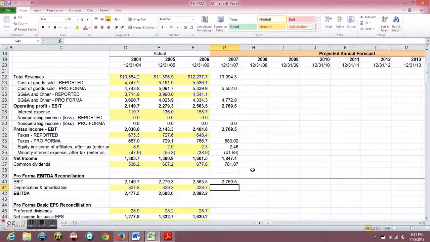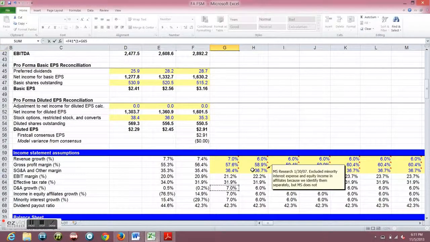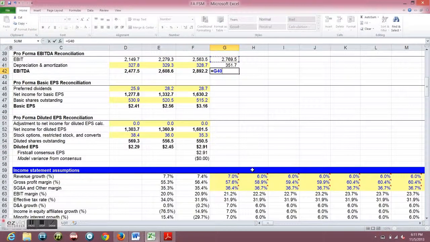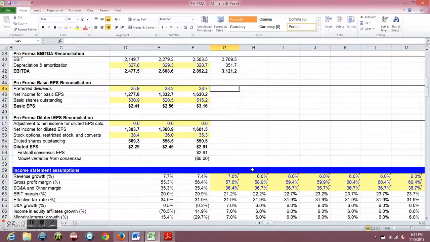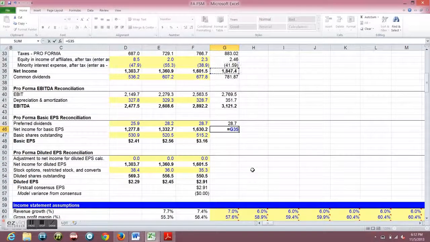Our depreciation and amortization, like we said, is going to grow with our revenues, so we're going to do 1 plus our growth with our revenue, which is right here, 7%. Close it. Our EBITDA is going to be our EBIT plus add back our depreciation and amortization. Our preferred dividends, we're just going to straight line it from our previous dividend just because we don't have information on that. And we're going to essentially take our net income and add back our dividends, as you can see.